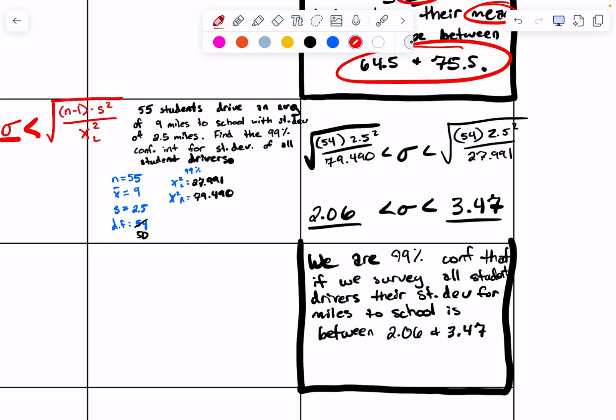How do I know if that's maybe even possibly right? Because your standard deviation was 2.5. 2.5 was my sample standard deviation. Does it live in between there? Maybe not exactly between, but it lives in between there. So I know that's like the correct numbers, right?